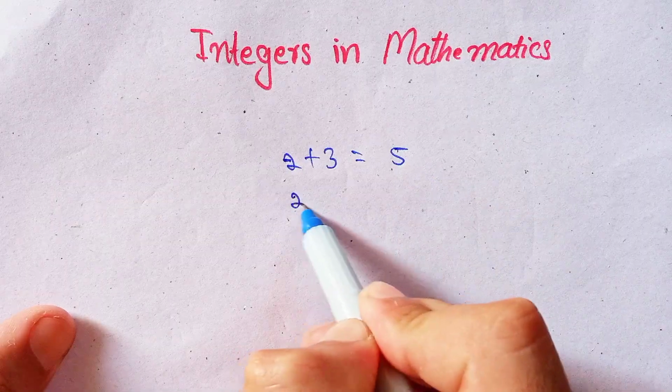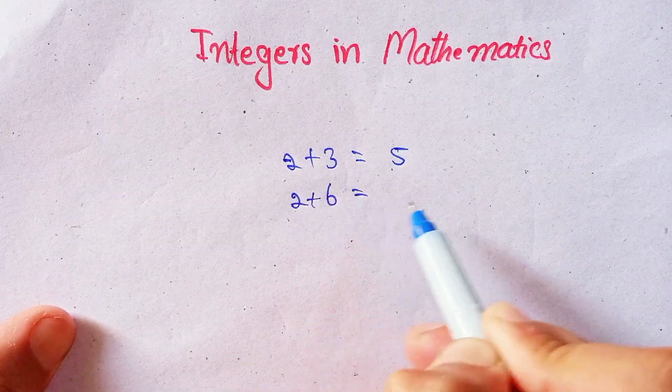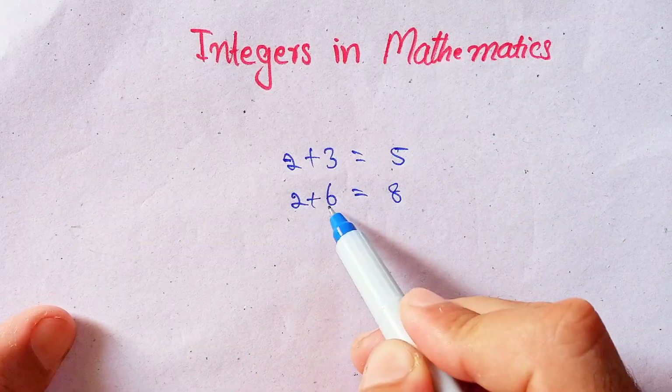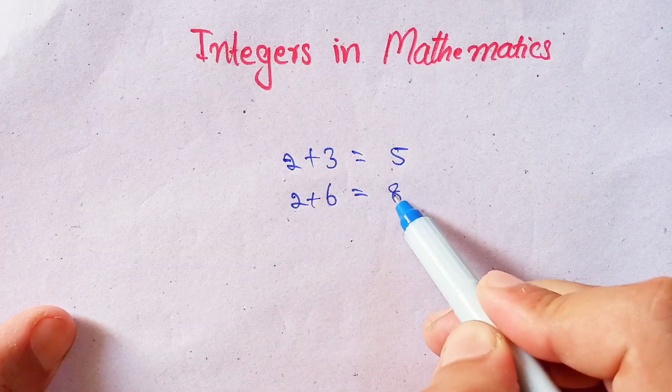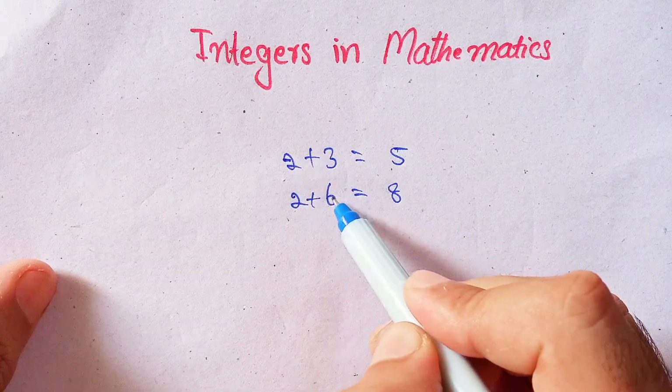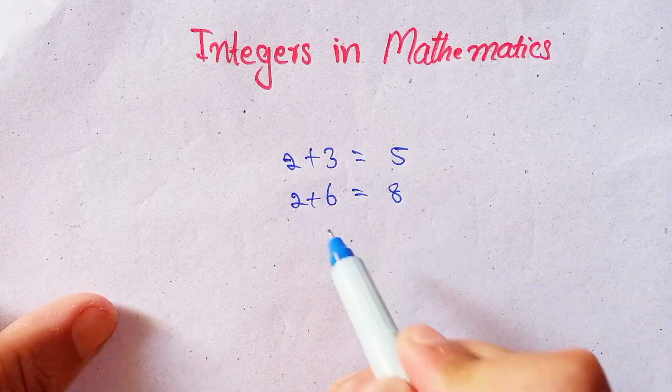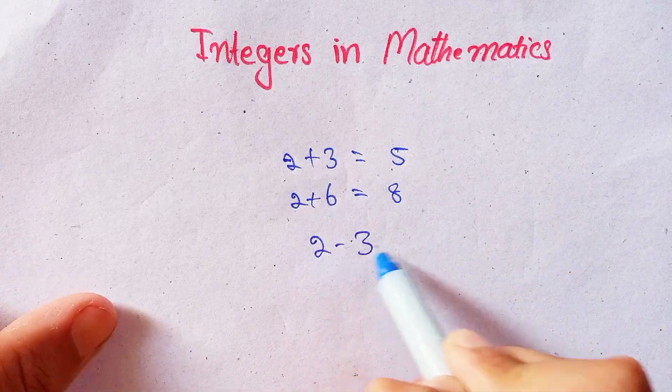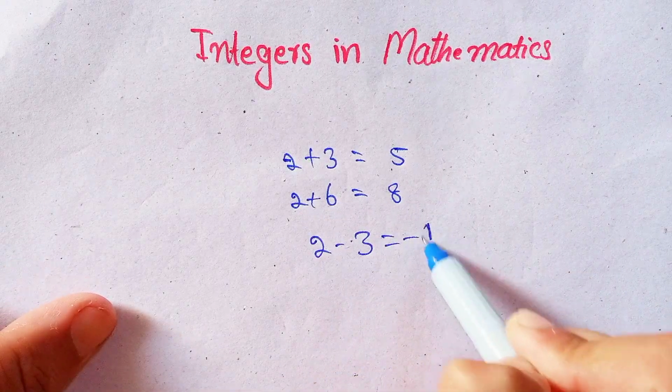Or 2 plus 6, which is 8. Here 2 and 6 are whole numbers and 8 is also a whole number. But what if I subtract 3 from 2 and 6 from 2? Just like 2 minus 3, it is negative 1.